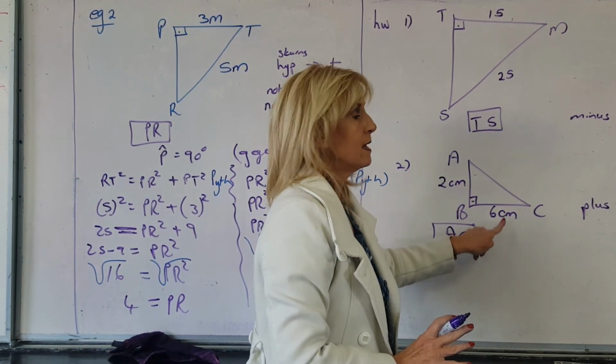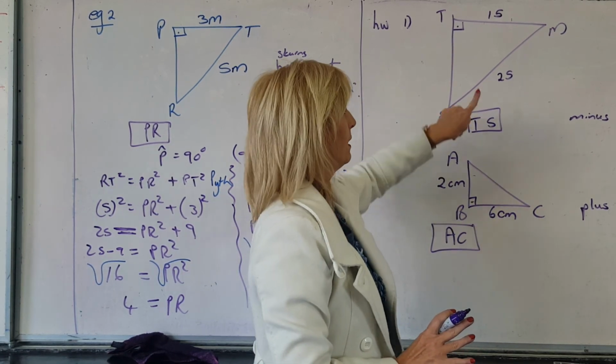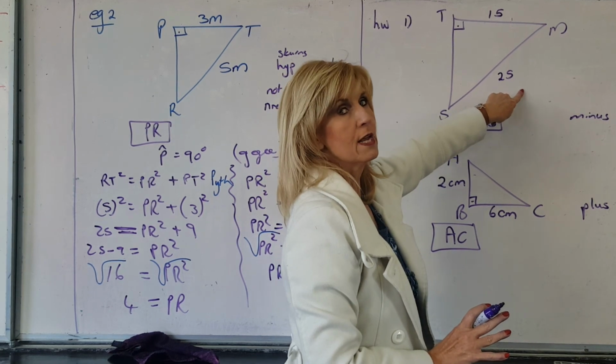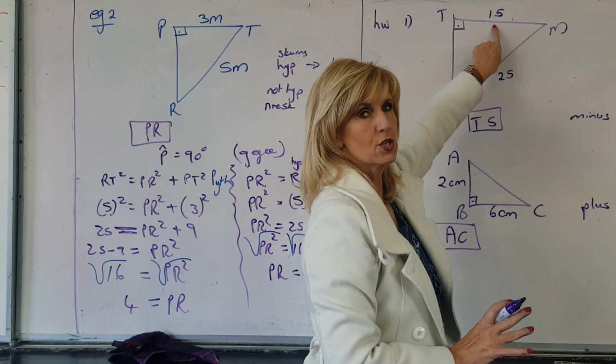The square on the hypotenuse is equal to the sum of the squares of the other 2. But if I'm not looking for the hypotenuse, then this one square will be hypotenuse squared minus the shorter one.